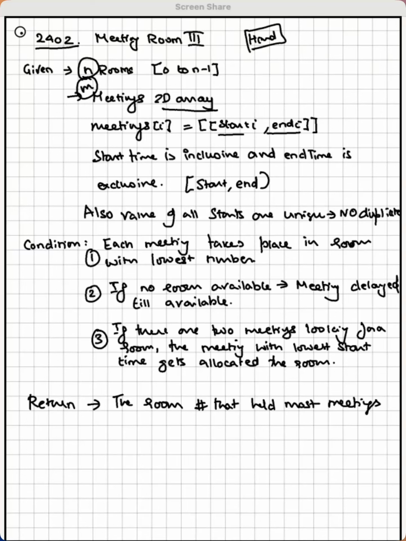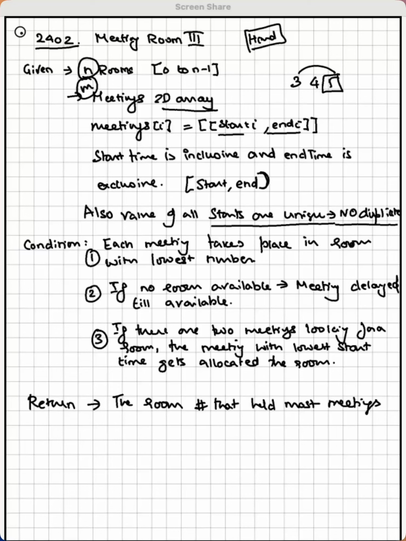Now, if we think about how our meetings are scheduled, let's say a meeting goes from 3 to 5, which means it runs for 2 hours, but at 5 the meeting room is free. So the end is excluded. We have also been told that the start times are unique, so there is no duplicate and no overlapping meetings that we'll have to worry about.